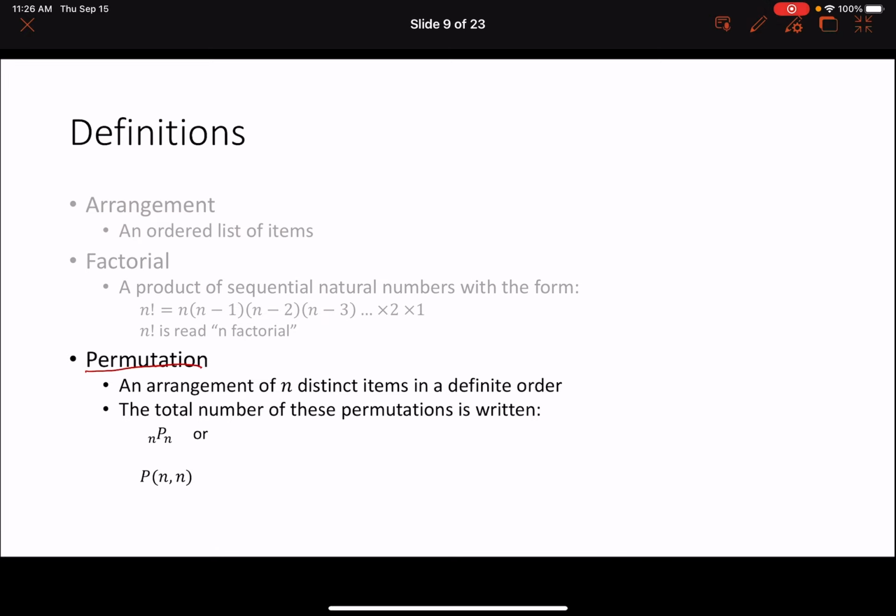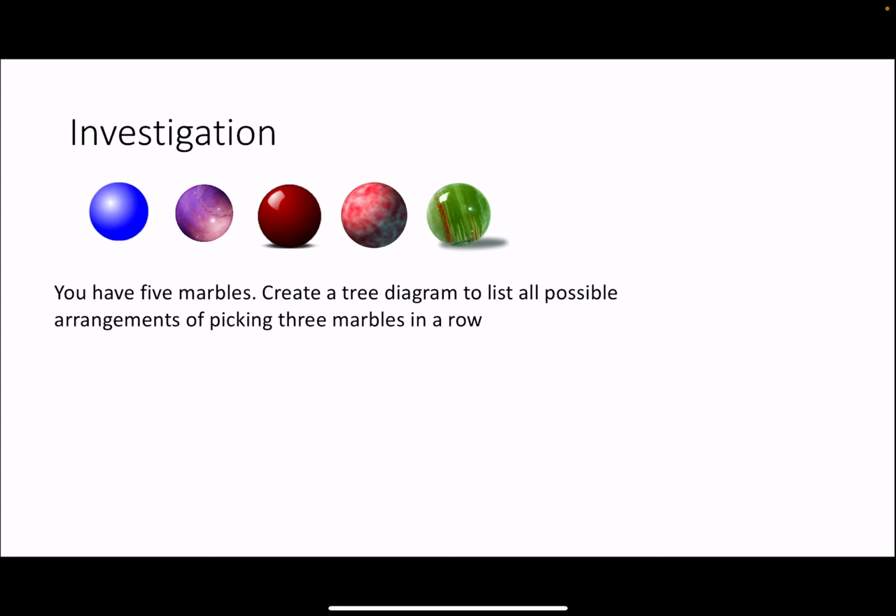Now a permutation is an arrangement of n distinct items with a definite order. So the total number of these permutations is written P(n,n). We'll talk about what that means later, but just write these notations, put a square around it, and we'll investigate more.